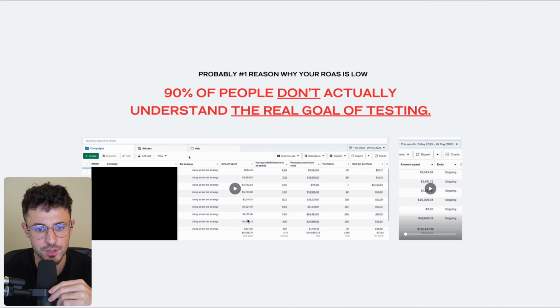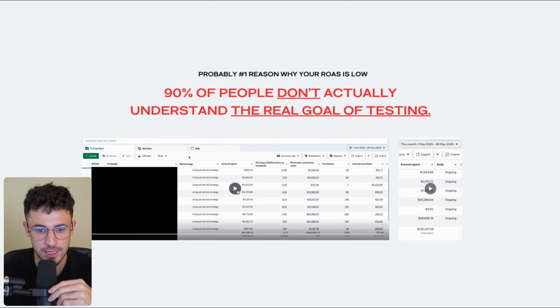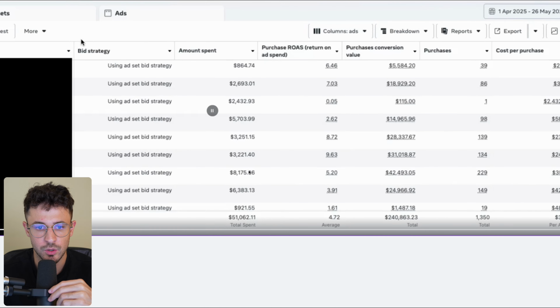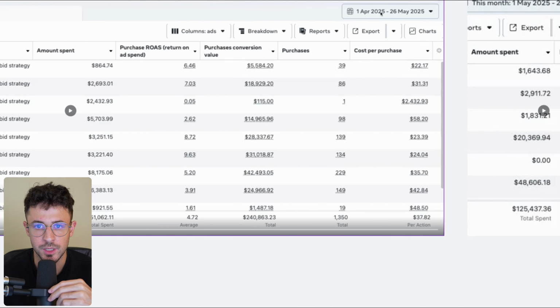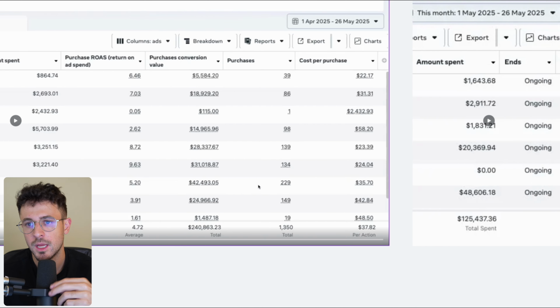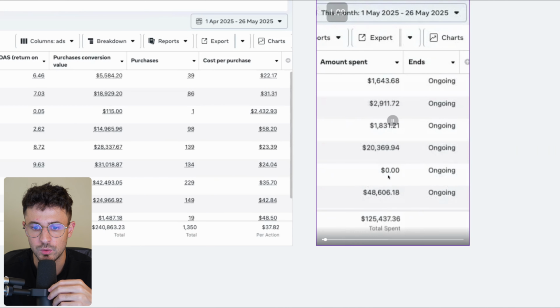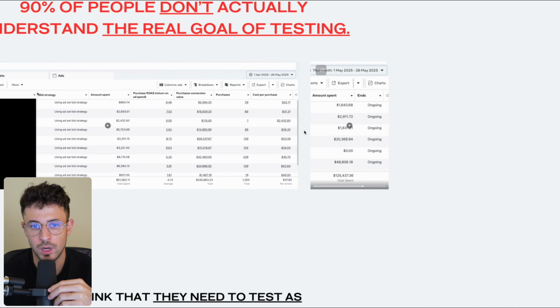And just showing you guys some examples of ad accounts that we manage. So here we have spent 50k during these 2 months, and not even fully 2 months, and we got a 4.72 return on spend here. And then this is another ad account where we spent 125k in almost 1 month.